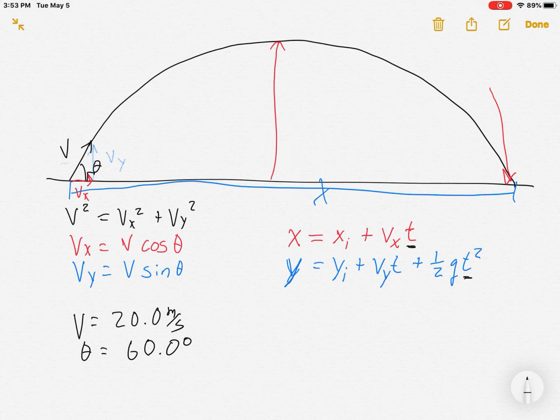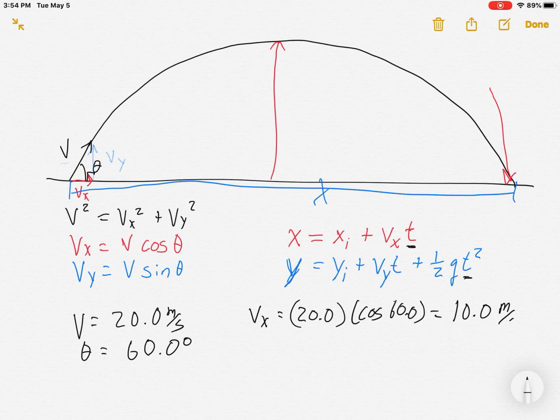Okay, so what does that mean for us? Well, let's start breaking this apart here. So let's say we have Vx is equal to V, which is 20, times the cosine of 60 degrees. And that means that the horizontal component of the velocity is going to be equal to 10. I thought it was 10. Remember my trigonometry here, cosine of 60 is 1/2, right? So that means the horizontal velocity is 10 meters per second.